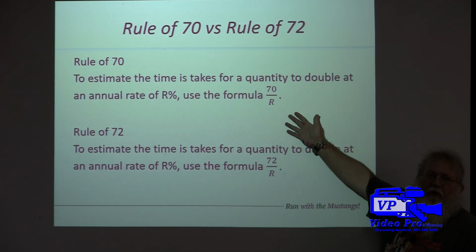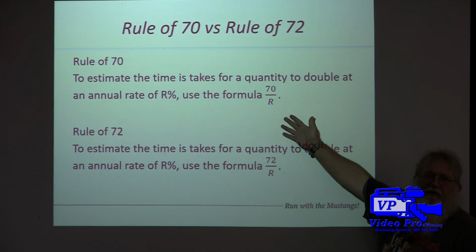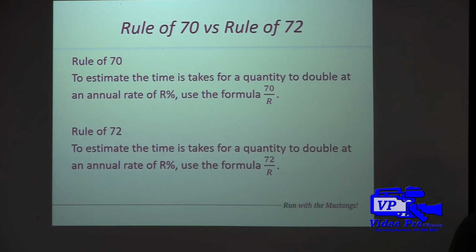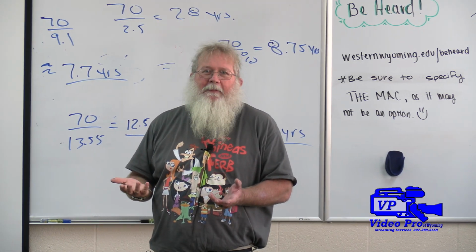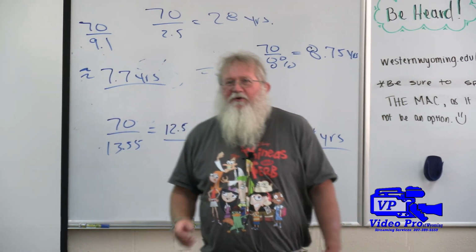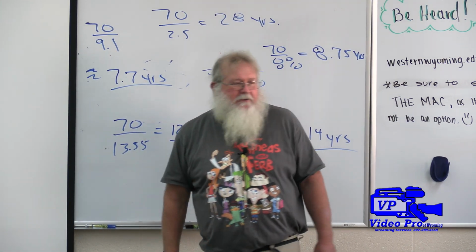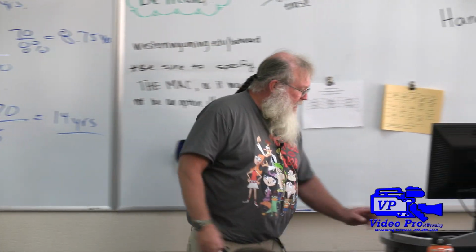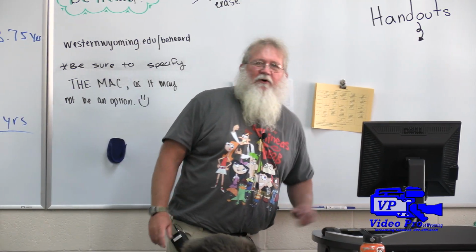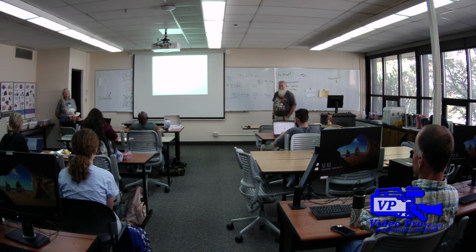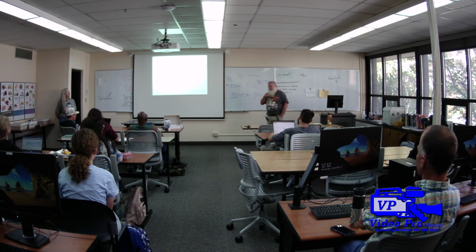The 70 one is more accurate because ln of 2 is about 0.70. So when you start seeing 70, what is 70? It's really ln of 2 times 100. So you might see other things where 70 pops up. All right, that was a little fast, but I'll open it up to questions. Any questions? Yeah, Rhonda.